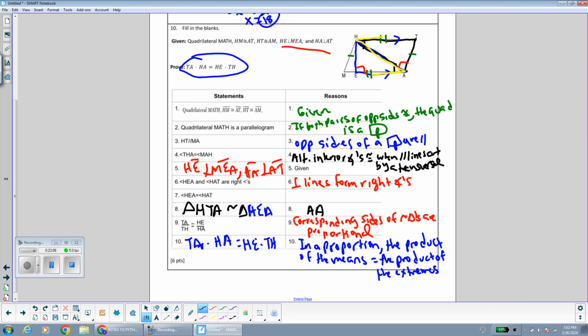Okay, now we just need to say why those two right angles are congruent to each other. And that's because all right angles are congruent. So we had our first pair of A's from the alternate interior angles, and our second pair of A's from the congruent right angles. And now we have AA, and after that we have our proportion and our product. And that's that.